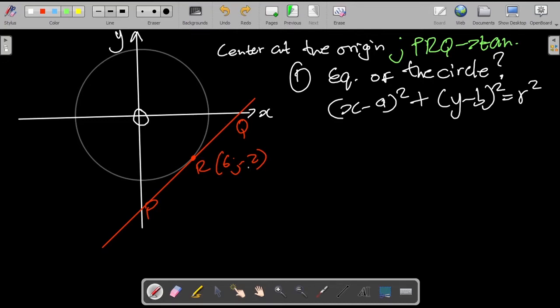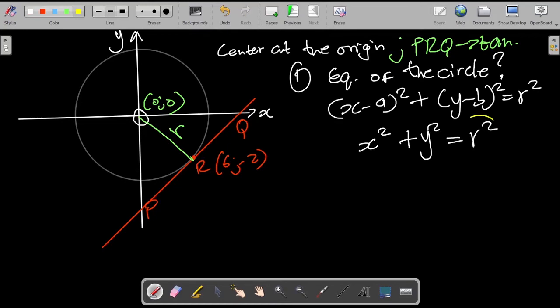Now, you can either substitute this point into the equation to find r, or you can actually find the length from the center to R to find your r, which is the radius. Then substitute the coordinates of the center. In this case, the coordinates of the center are just (0, 0), because this is the origin. Our circle is centered at the origin, so the a and the b would just be 0, and this is what we'd have. And now the task would just be to find the r.